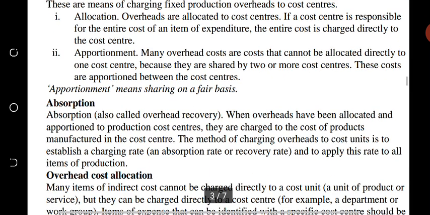When we say absorption, many overhead costs are costs that cannot be allocated directly to one cost center because they are shared by two or more cost centers. These costs are apportioned between the cost centers.